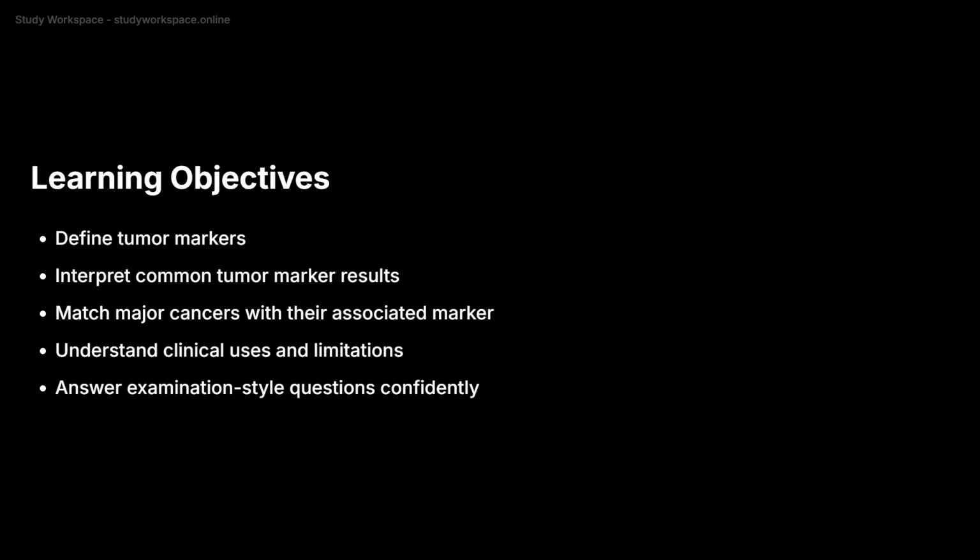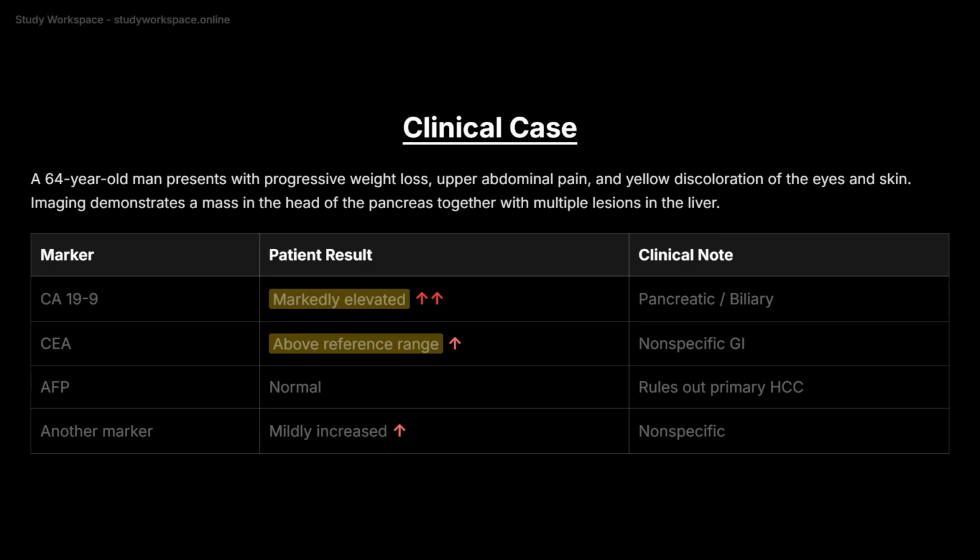By the end of this lesson, you should be able to define tumor markers, interpret common tumor marker results, identify the major cancers associated with each marker, understand their clinical uses and limitations, and confidently answer examination-style questions. Let's begin with a clinical case.